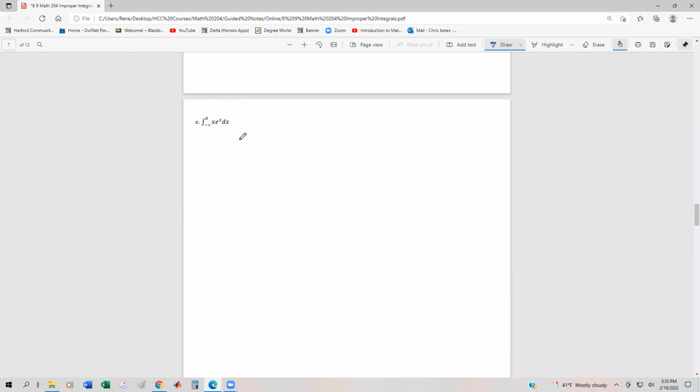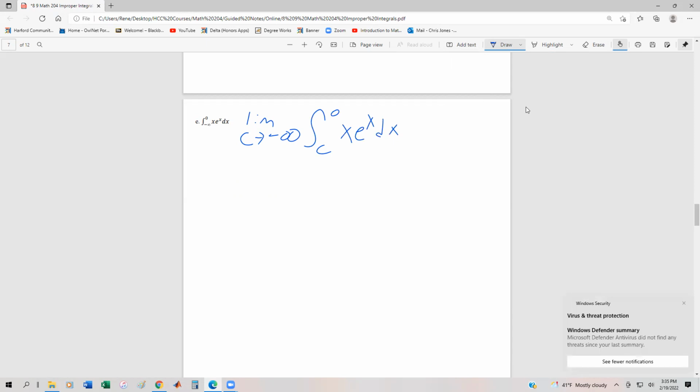So we have another infinite limit here: the integral from negative infinity to 0 of x e to the x dx. This is a little bit tougher because not only is there the improper component, where c approaches negative infinity, but the integration isn't necessarily going to be a u substitution. So we have the limit as c approaches negative infinity of the integral from c to 0 of x e to the x dx. To be able to integrate this, we're actually going to have to use integration by parts.